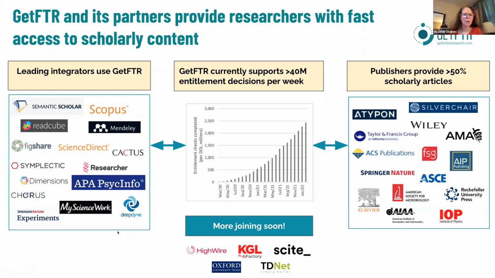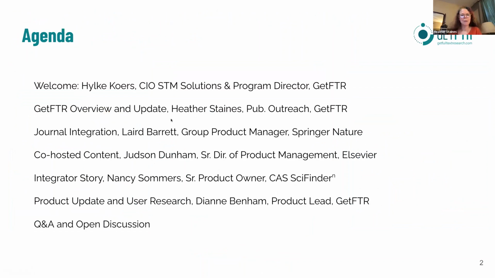So just a little bit about who you will be hearing from before I kick off. You'll be hearing from Laird Barrett. Laird is a group product manager at Springer Nature. He works on solving problems and building solutions for librarians, and he's been involved with GetFTR since its inception. We'll also be hearing from Judson Dunham. He is Senior Director of Product Management at Elsevier. He leads a team of product managers responsible for developing and maintaining ScienceDirect, and has been a leading pilot program integrating other publishers' content into ScienceDirect using GetFTR, which is what he will tell us about today.